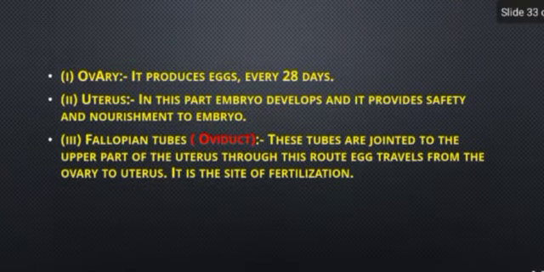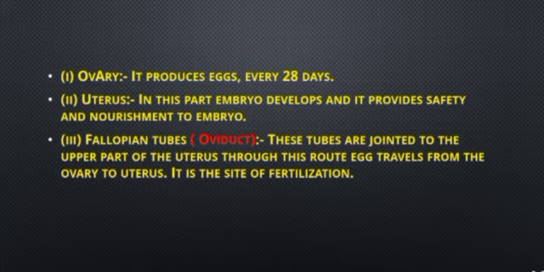Here we go. Ovary: the function of the ovaries is producing and releasing the ovum every 28 days, which is known as ovulation. Okay, so that is done by the ovary, and the fertilized egg is called a zygote. The zygote will move inside the uterus and get implanted, and it will get all the nourishment from the uterus, and it grows as an embryo, then into a fetus, etc. So the uterus is the part where the embryo develops, and it provides safety and nourishment to the embryo.